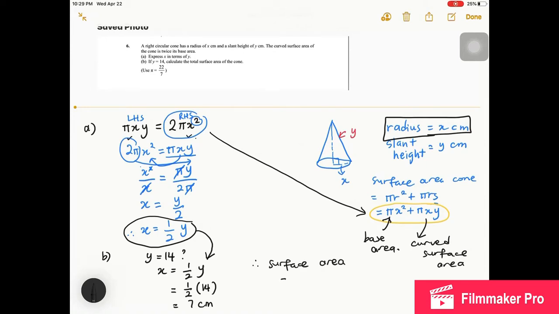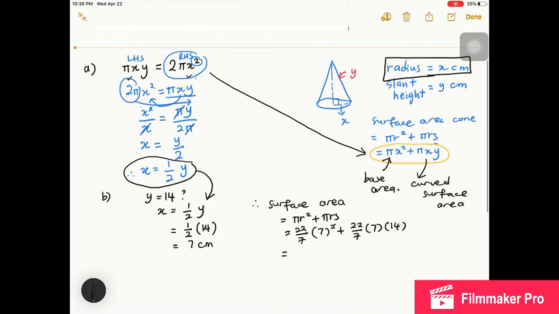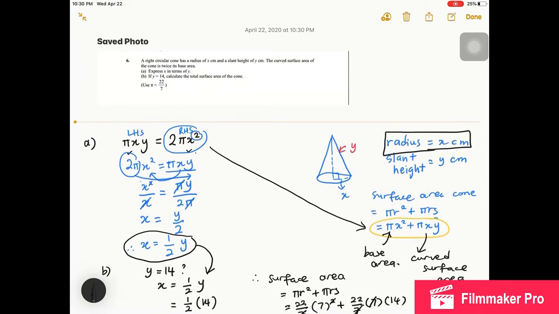So to find the surface area, using the formula pi r square plus pi rs, pi is 22 over 7. Radius is 7 square plus 22 over 7 times 7 times s, where s is our slant height, which is equal to 14. Then we should get 462 if I'm not mistaken. Let me do the calculation first. Yeah, it's 462 centimeter square.